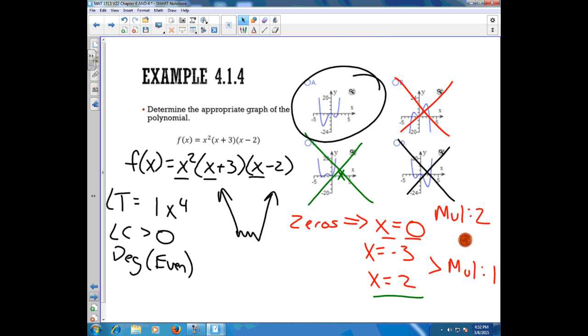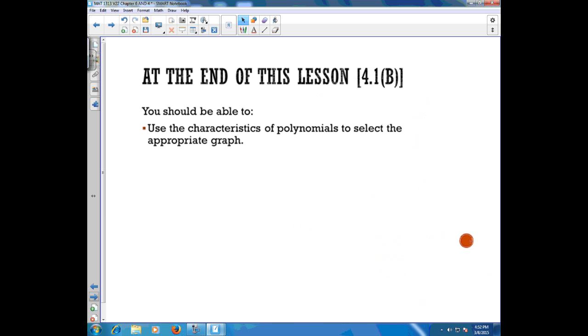And you can see that it crosses the axis at x equals negative 3. It crosses the axis at x equals 2, and it touches the axis and bounces off at x equals 0. That matches exactly what we expect from the multiplicities and the end behavior and everything else. So use what you know about the leading term test, zeros and multiplicities, to rule out each of the different graphs, and then only keep the one that matches all of the information. And so at the end of this lesson, you should be able to use the characteristics of polynomials to select the appropriate graph of a function.